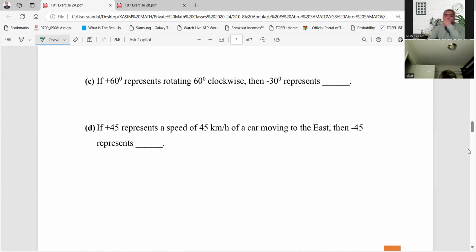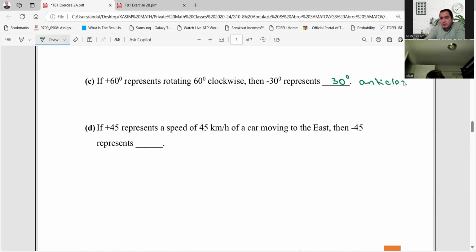If positive 60 degrees represents rotating 60 degrees clockwise, then negative 30 degrees represents what? So positive 60 degrees represents rotating 60 degrees clockwise. Then negative 30 degrees represents rotating 30 degrees anti-clockwise. Okay, D.